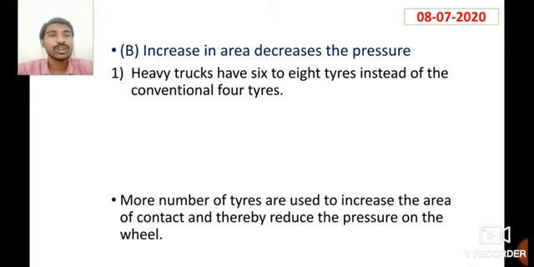More tires are used to increase the area of contact and therefore reduce the pressure on the wheel. So when there are more tires, what will happen? The area will increase. If the area is larger, what will happen to the pressure? Then the pressure will be reduced. So to reduce the pressure, heavy trucks are fitted with 6 to 8 tires.